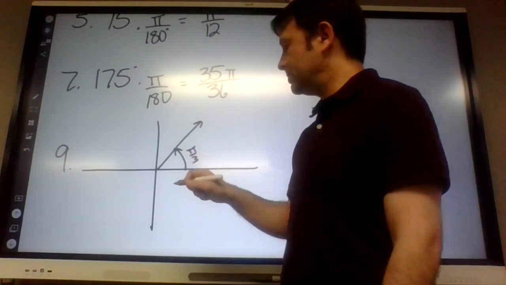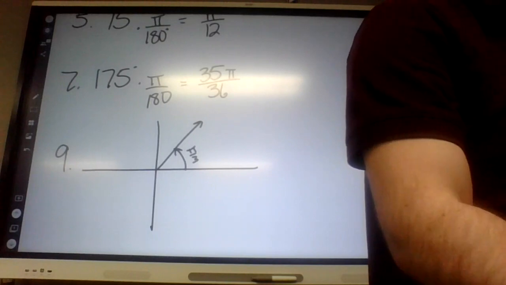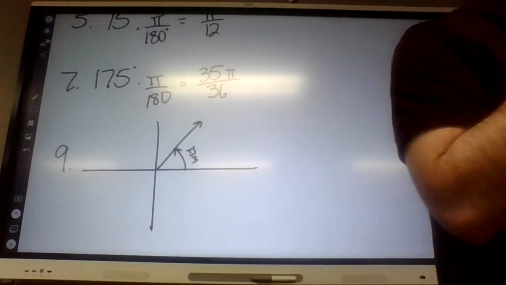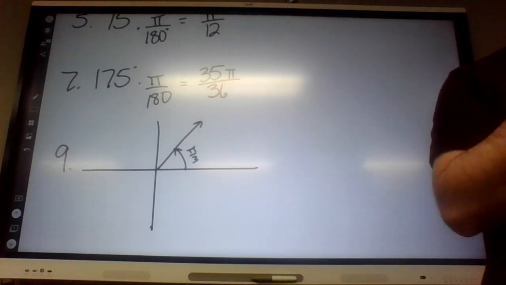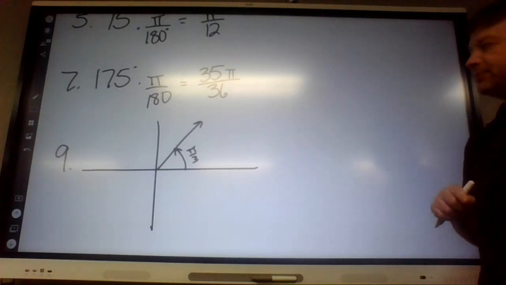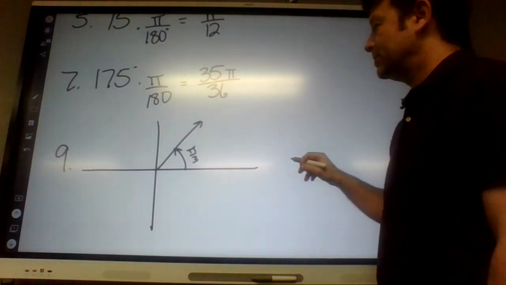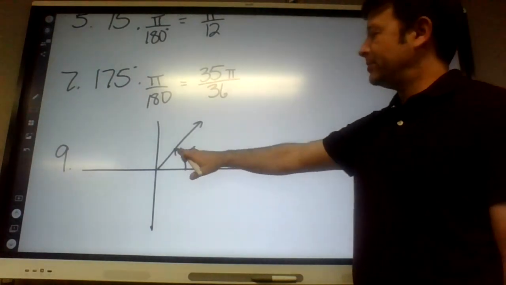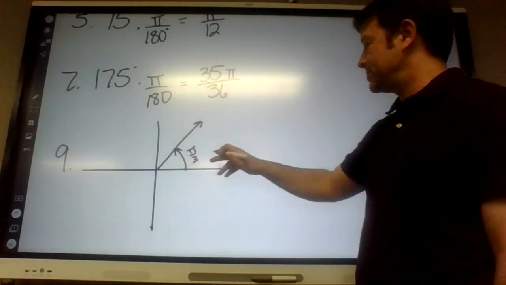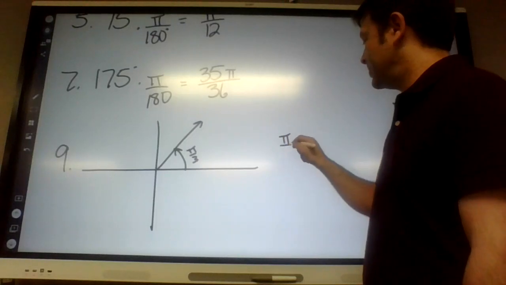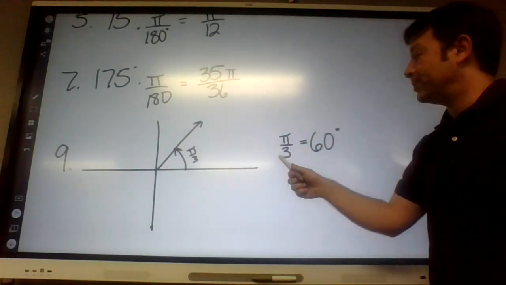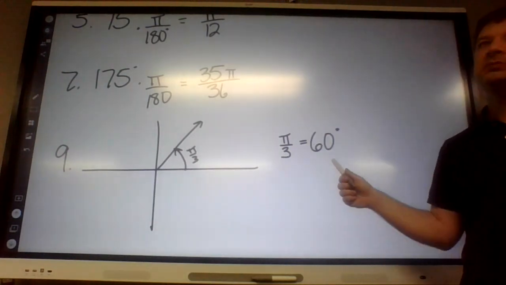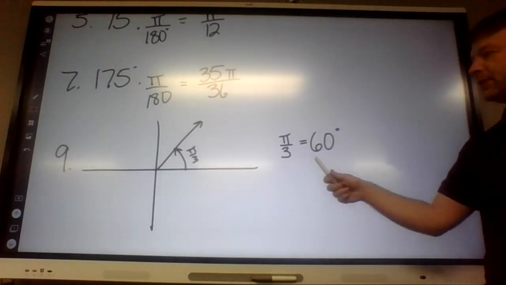Did it ask for the reference angle again? It asks for the reference angle in radians and degrees. It's even more than last Friday. So the reference angle, how far is this away from the x-axis? It's pi over 3 and it's 60 degrees. So really they wanted both of these for the reference angle.